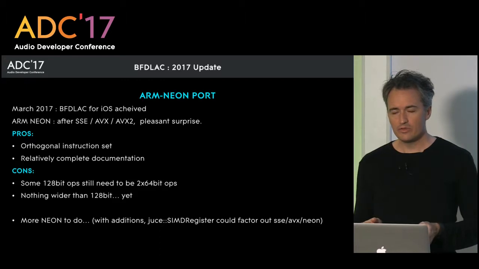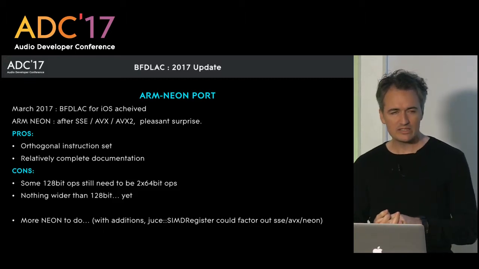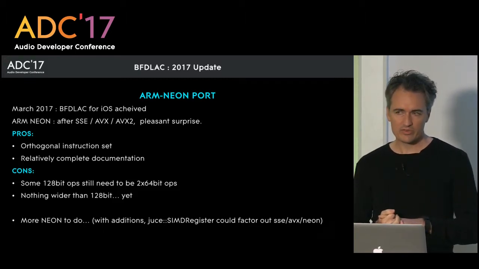So one of the new features in JUCE recently in the DSP module was a SIMD register class, where we're trying to abstract the difference between SSE, AVX, and Neon. And so with a few more little additions, I'm going to try and port all of BFDLAC over to use that, but there's a few little things needed first.